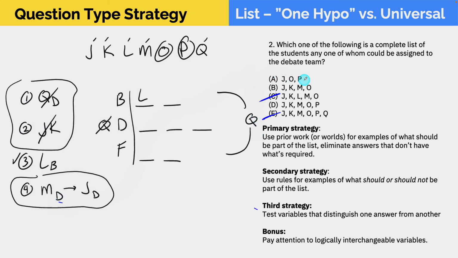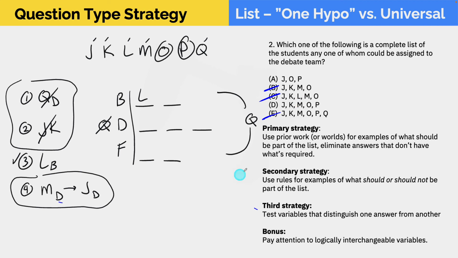So now let me take a look at these answers. We have JOP, JKMO, and JKMOP. One thing I'm noticing here is, do you see answer choice B just has O, but it doesn't have P? That's going to tell me that B is not going to be correct, because if O could go in debate, then P would also be able to go in debate because they're logically interchangeable variables.